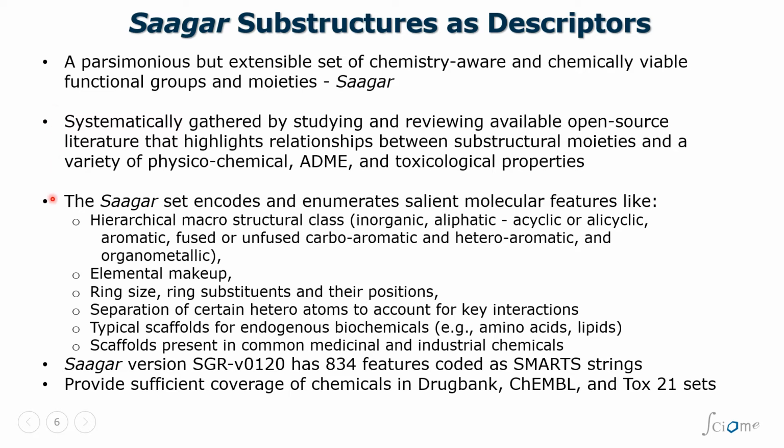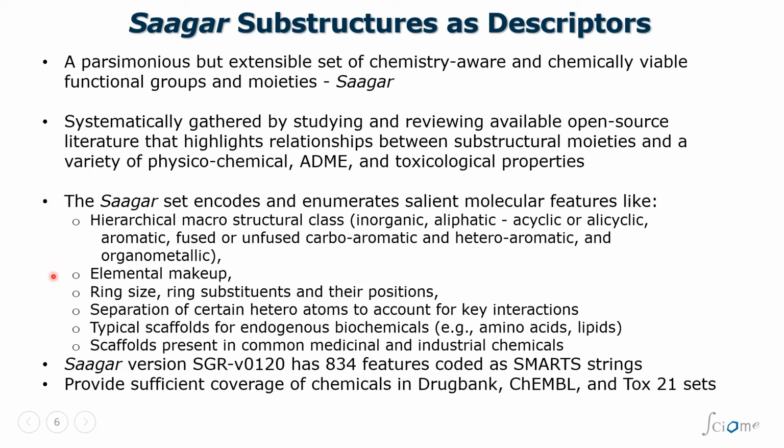The Saagar set encodes and enumerates salient molecular features like hierarchical macrostructural classes, whether a compound is inorganic, aliphatic, acyclic, alicyclic. After all, a compound which has, let's say, 6 carbon atoms, a normal hexane, its chemistry is very different from cyclohexane, and its chemistry is very different from benzene, even though they all have the same number of carbon atoms, but the bonding is different, the arrangement is different.